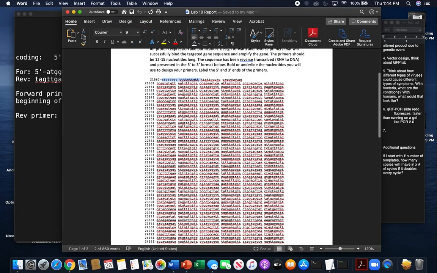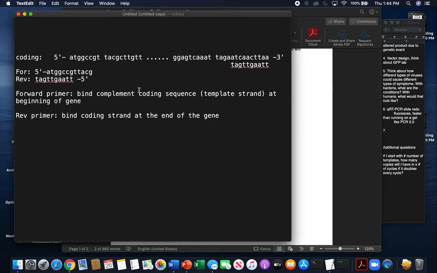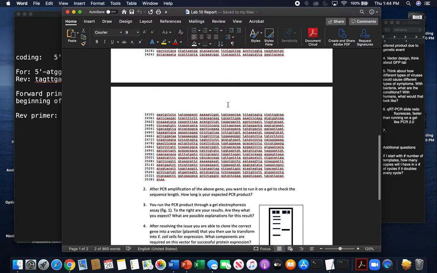So now if you're looking at this sequence from question number 1, I've given you the coding strand. It's in DNA format. So to find the forward primer, what do you have to do? This. To find the reverse primer, what do you have to do? This. Okay, so I hope that makes a little bit more sense.